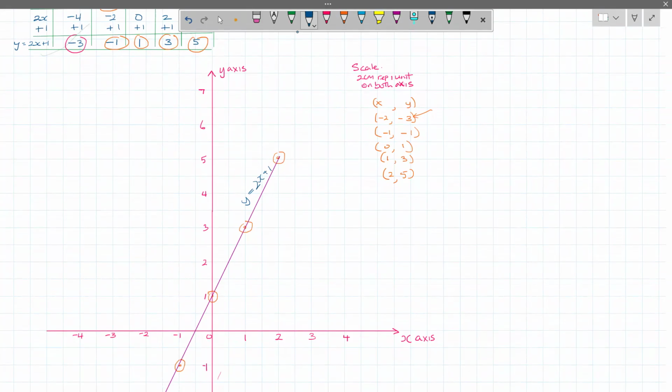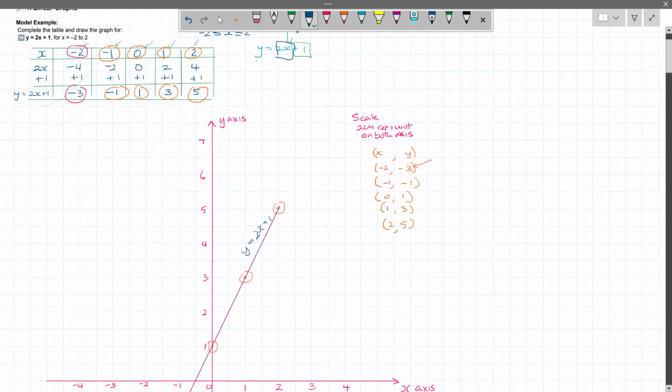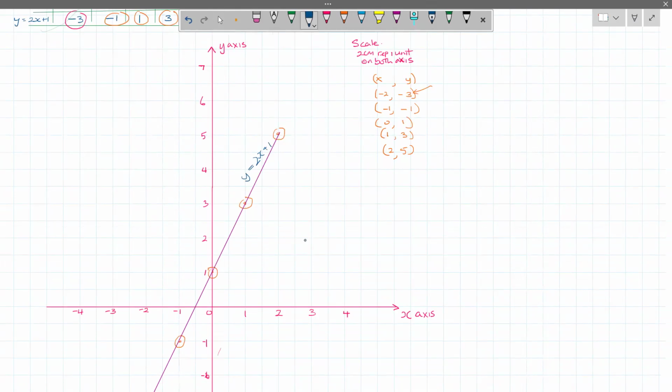And this is how we complete a table of values and draw a linear equation on a graph. Now pay attention to a few things. My center in the graph is the origin, 0. I label my y-axis here, my x-axis here. Our scale is telling us how the units are represented on each axis.